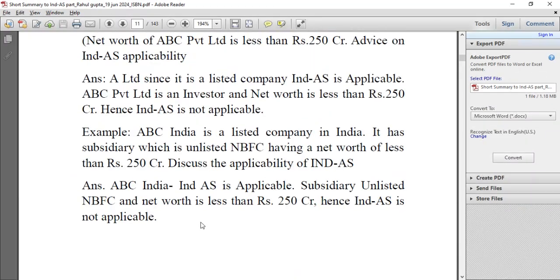So we've covered the roadmap to Ind-AS. We'll be going through all the Ind-ASs in subsequent presentations.